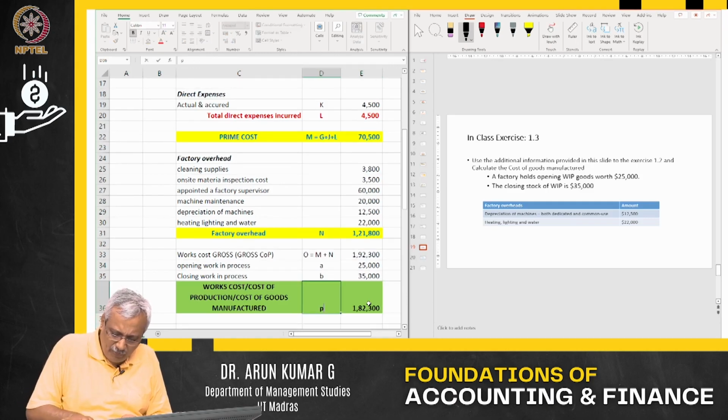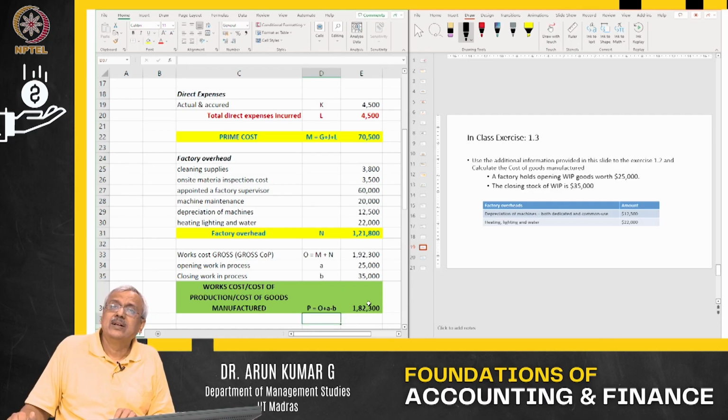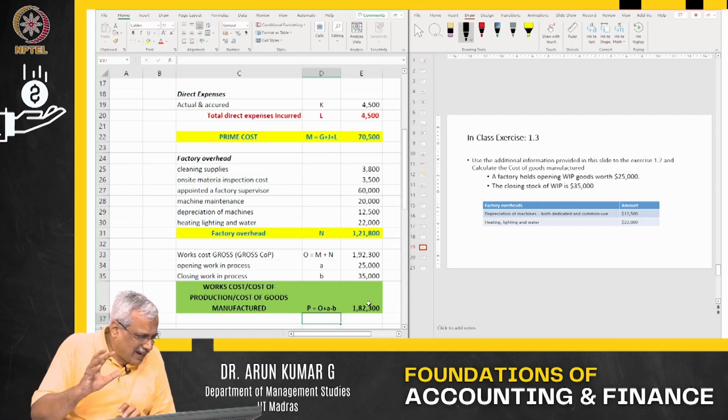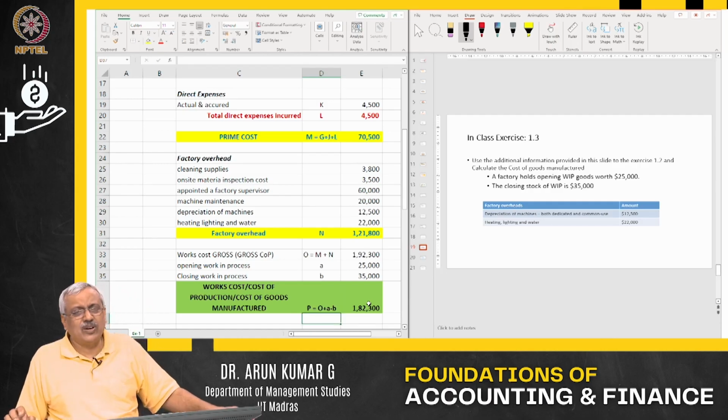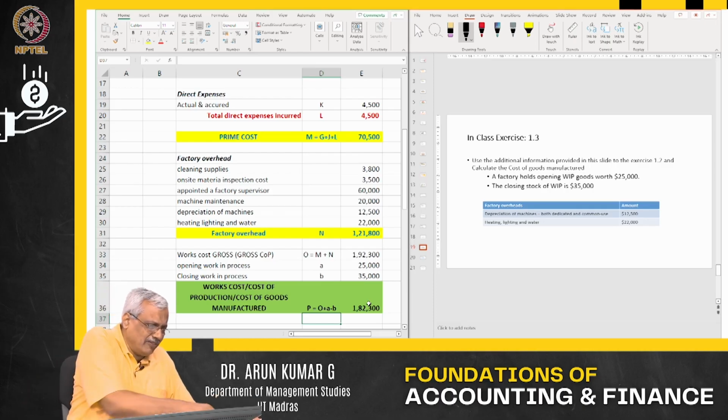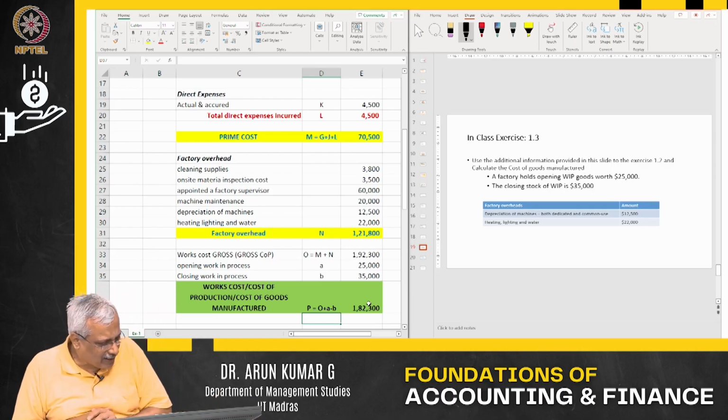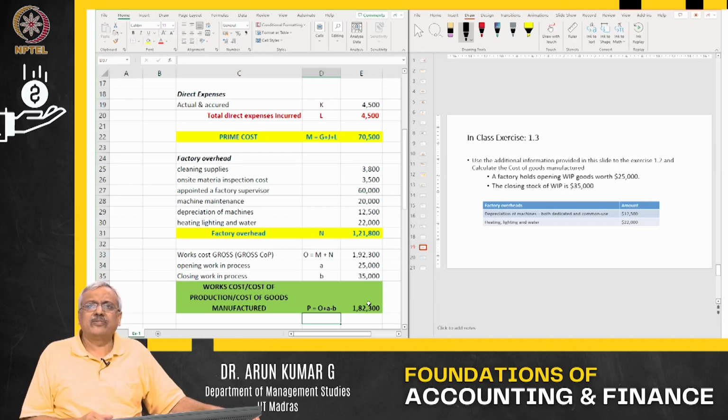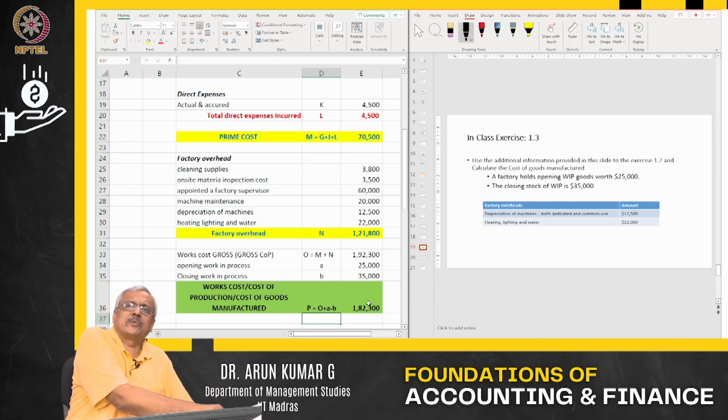So, alphabet P is equal to O plus A minus B. That is all that happens out here. So, this is your cost of production. This is what you spend for manufacturing the goods. This is your cost of production in this particular case, and cost of production is what we have seen here.